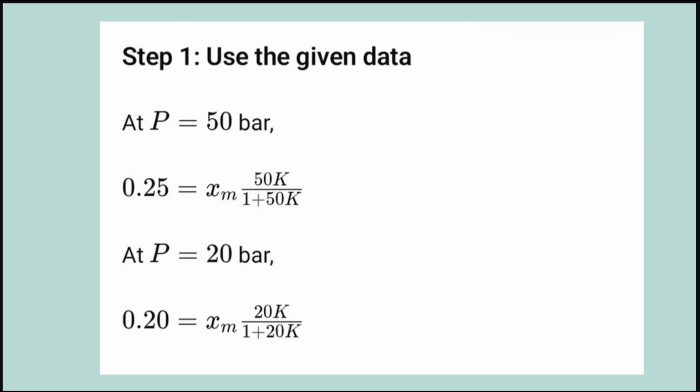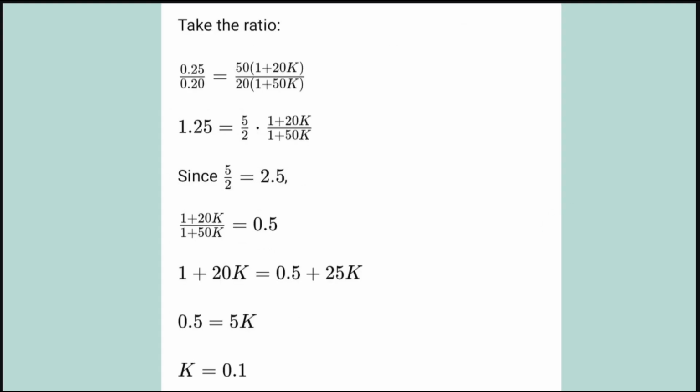In step 1, use the given data. At P equal to 50 bar, 0.25 is equal to xm into 50K divided by 1 plus 50K. At P equal to 20 bar, 0.20 is equal to xm into 20K divided by 1 plus 20K. Now take the ratio 0.25 divided by 0.20, that is equal to 50 into (1 plus 20K) divided by 20 into (1 plus 50K). 1.25 is equal to 5 by 2 into (1 plus 20K) divided by (1 plus 50K).